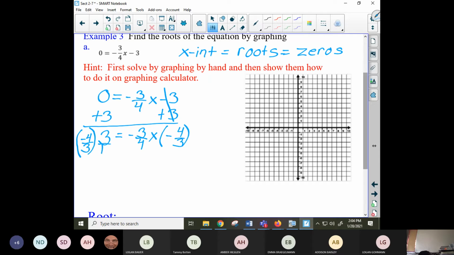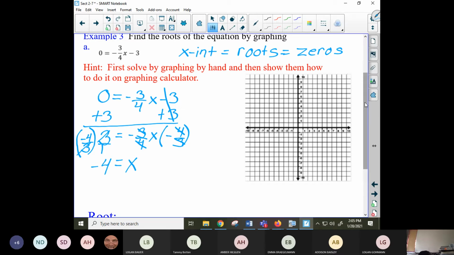Now this is really like negative 4/3 times 3/1. Would you guys know that these 3's cancel? And what you would be left with there is negative 4. And then over here, 3's cancel, 4's cancel. Negative times negative is positive, so that is x.